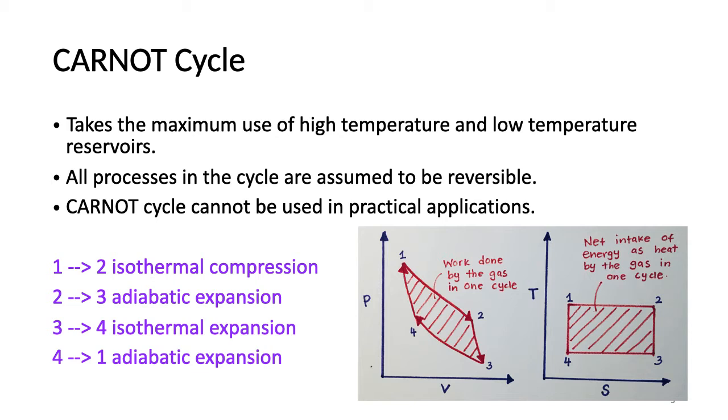From state 1 to 2, the gas undergoes isothermal expansion, absorbing heat from the hot reservoir. From state 2 to 3, adiabatic expansion. From state 3 to 4, the gas undergoes isothermal compression, rejecting heat to the cold reservoir. And from state 4 to 1, the gas undergoes adiabatic compression.